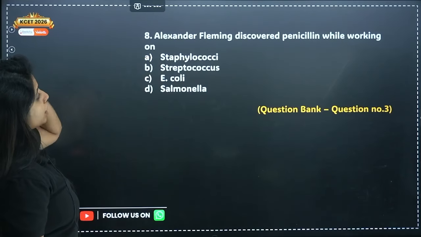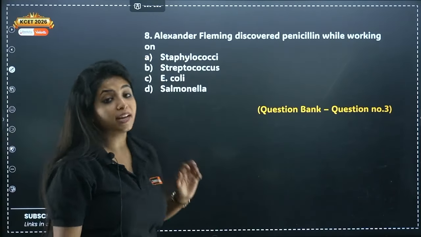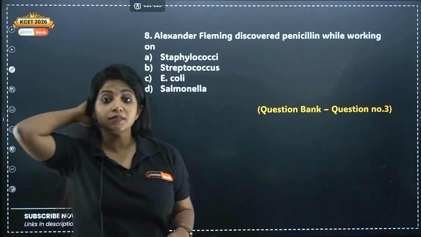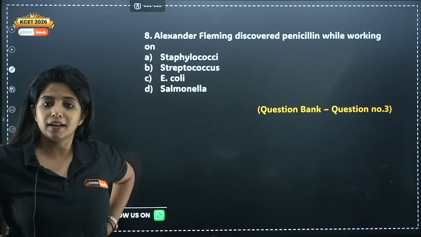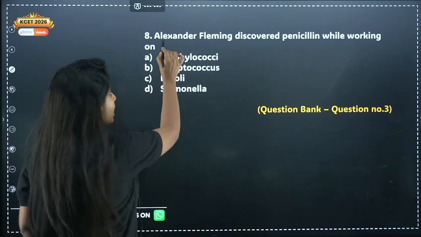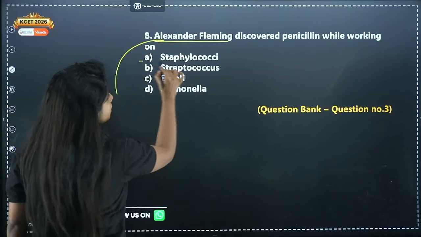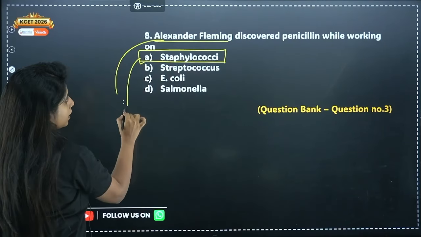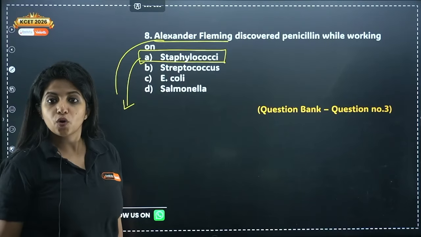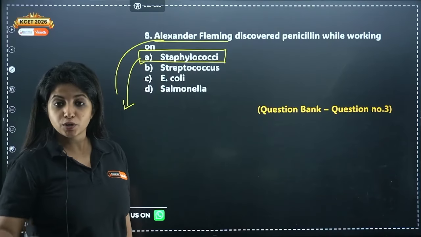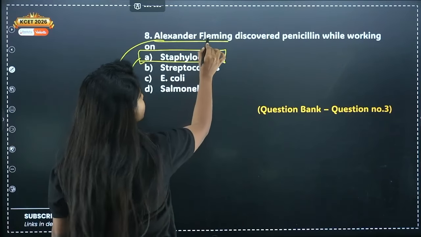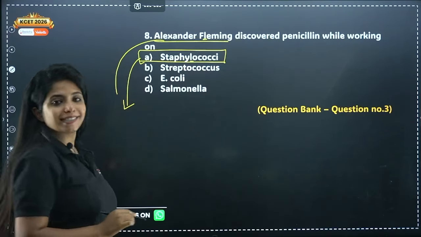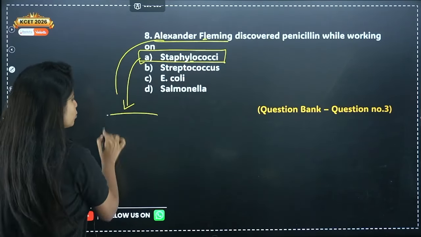Next, Alexander Fleming discovered penicillin while working on what, my dear children? Staphylococcus, Streptococcus, E. coli, Salmonella. Alexander Fleming was basically working on Staphylococci, not Streptococcus. Usually children get confused. Don't have that confusion. Always remember, Fleming has an L, Staphylococci also has an L. You can remember like that.